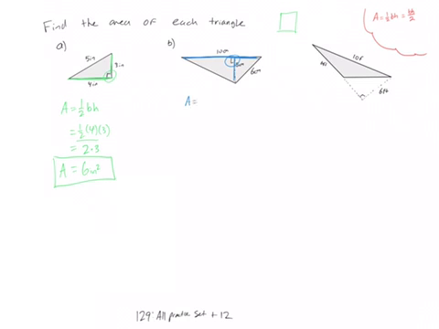So the area is going to be, I'll use the other one, base times height over 2. Again, same formula, just looks a little different. So my base and my height, my base is 10. 10 times 5 divided by 2. 10 times 5 is 50 over 2. So that means it's going to be 25 centimeters squared.